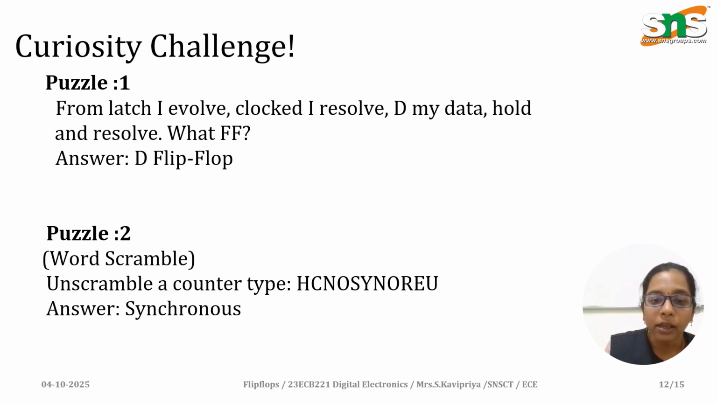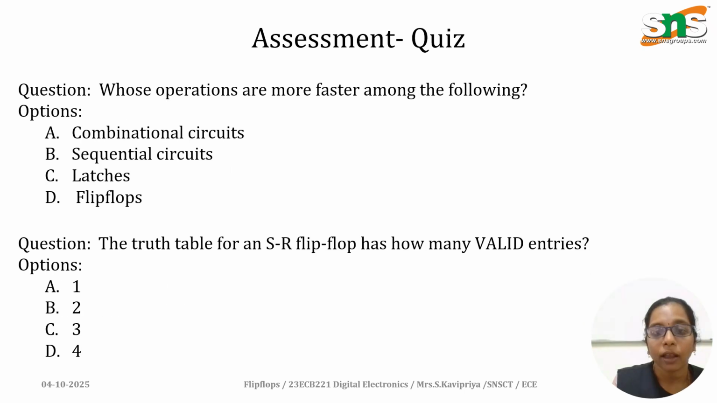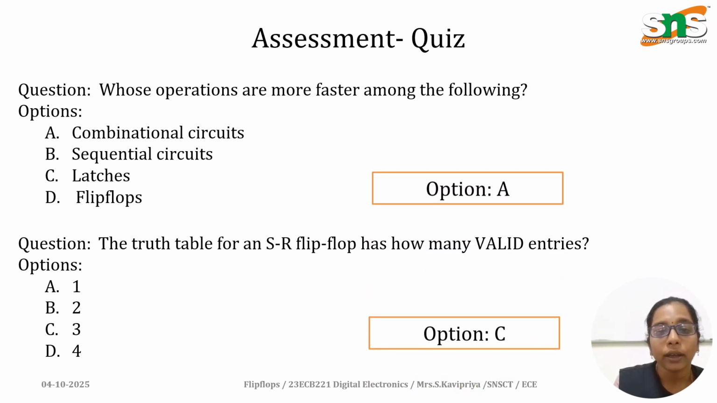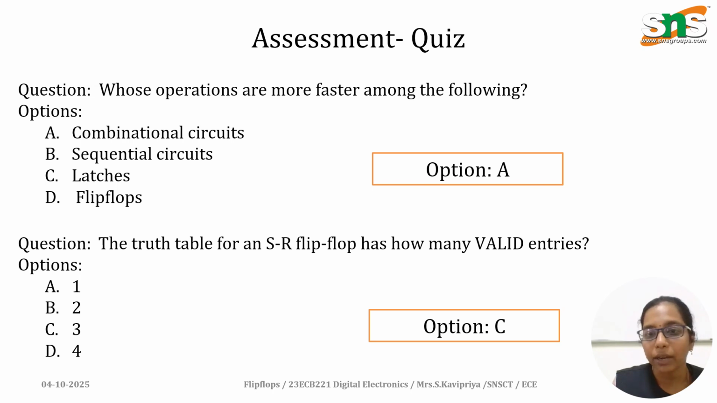And next is a word scramble. When we unscramble it, we get a word, which is synchronous counter. And next is an assessment: which operation is faster among the 4 options: combinational circuit, sequential circuit, latch and flip-flop? Among these, the combinational circuit is faster because it doesn't have any memory element. In the truth table for the SR flip-flop, how many valid entries are there? Totally we have 3 valid entries: 0 0, 0 1 and 1 0. When the input is 1 and 1, it is an invalid state.